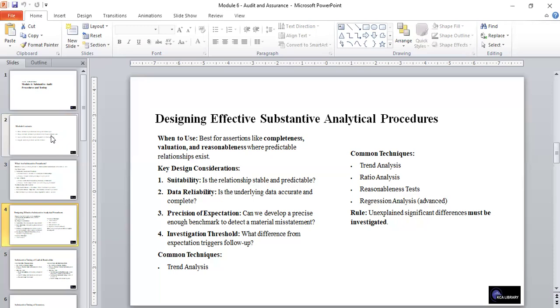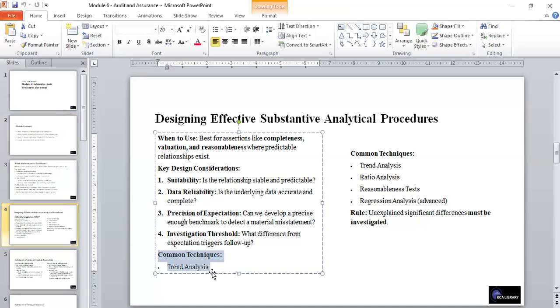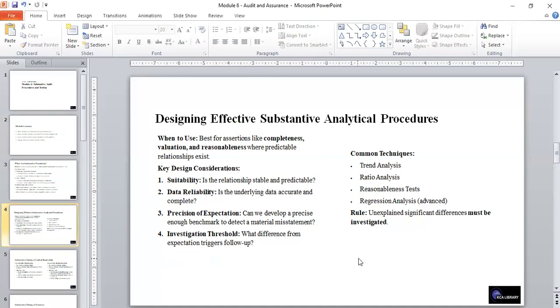Common techniques used in this are trend analysis, ratio analysis, reasonableness tests, and regression analysis. And the rule that guides it is that unexplained significant differences must be investigated.